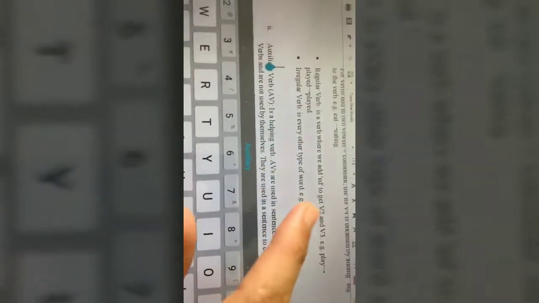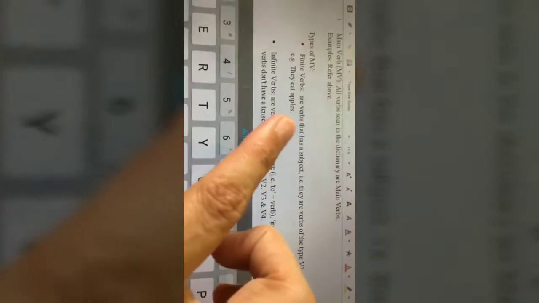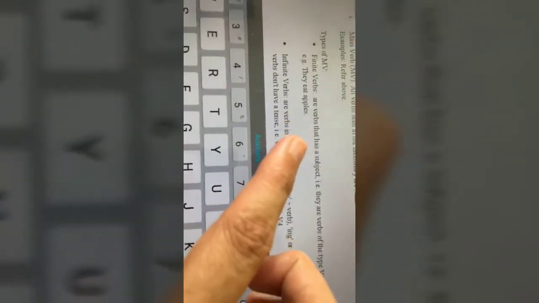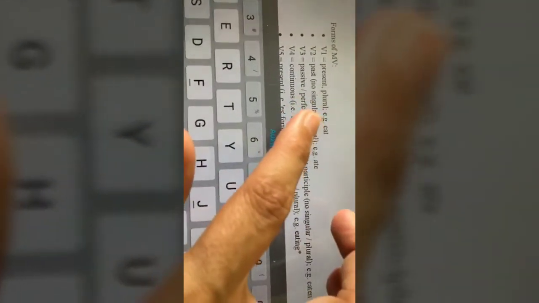Remember, we are still on main verbs. We first talked about the forms of the main verbs, V1 to V5. Then we talked about regular verbs and irregular verbs, which are also forms of the main verb. Now, what are the types of main verbs? There are four types of main verbs. The first type is called the finite verb. What are finite verbs? Finite verbs are verbs that have a subject. That is, they are verbs of the type V1. What is V1 again? V1 is the present tense verb and it is in the plural form. For example, they eat apples. It is in the present tense and it is in the plural.